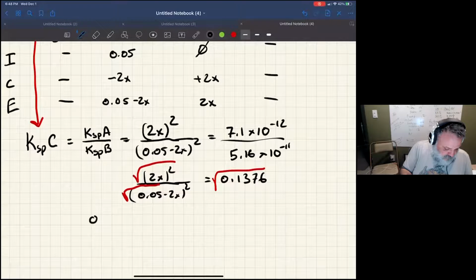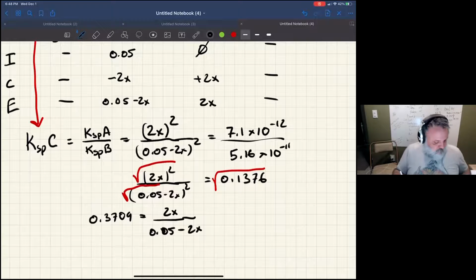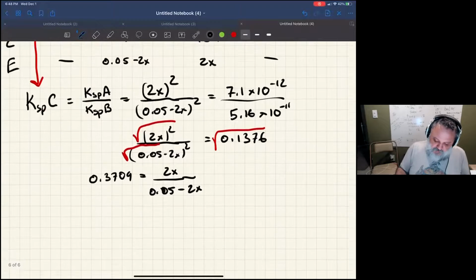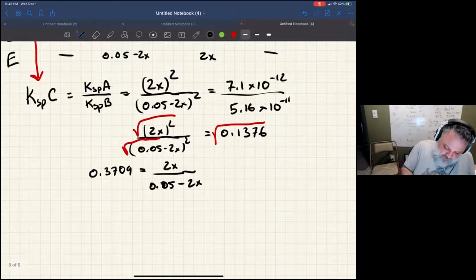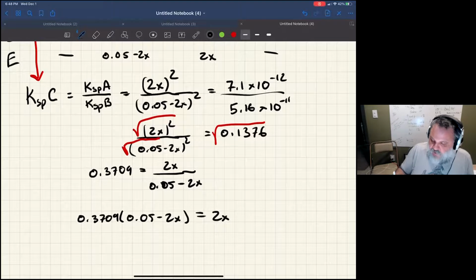And so I end up with 0.3709 equals 2x divided by 0.05 minus 2x. Okay, so the next thing I have to do then is I multiply both sides by the denominator on the right. So I get 0.3709 times (0.05 minus 2x), and that equals 2x.